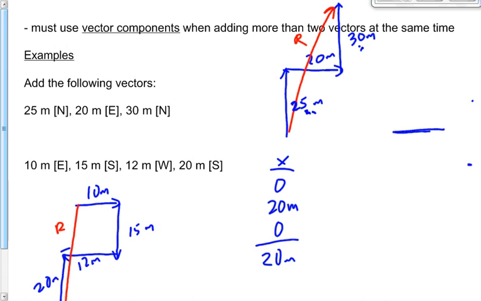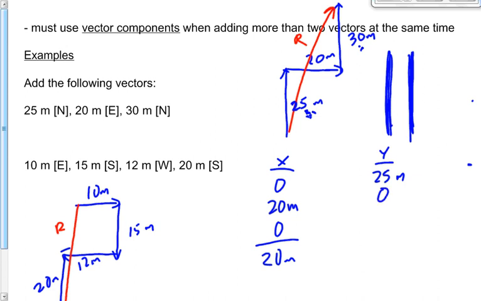Okay, now we're going to do y's, the y-axis. How much of that 25 is on the y-axis? 25. How much of that 20 is on the y-axis? How much of that 20 is up and down? 0, because it's all on the x-axis. It's all horizontal. The 30 is all of it. Let's add these up. We get 55 meters.